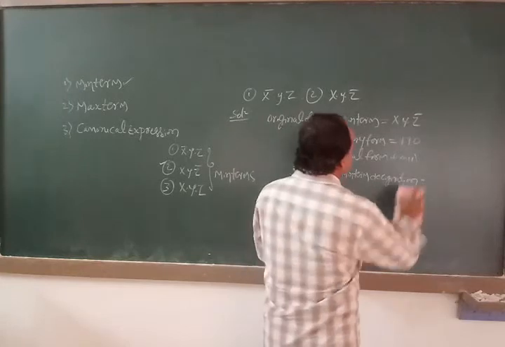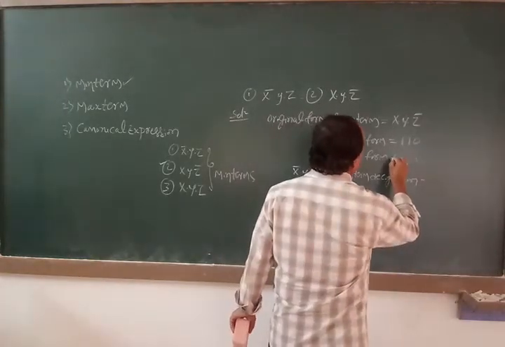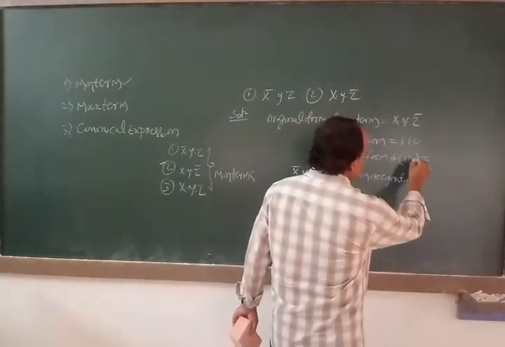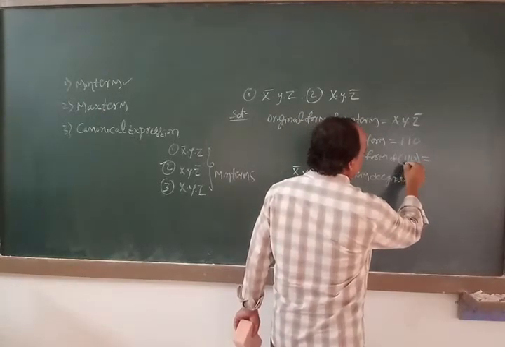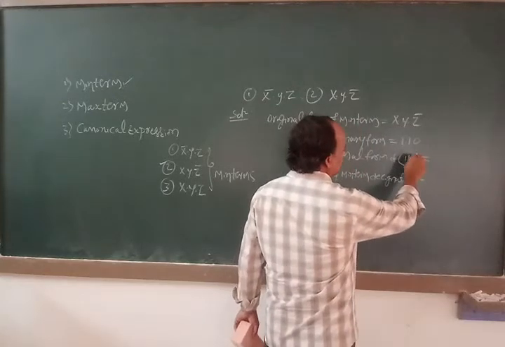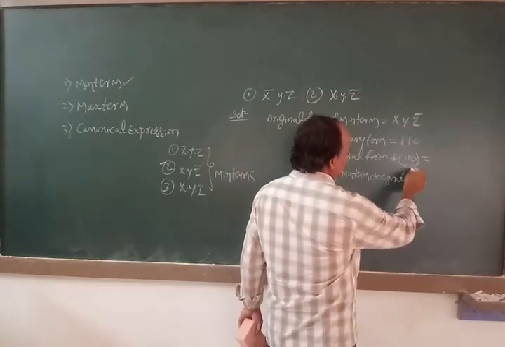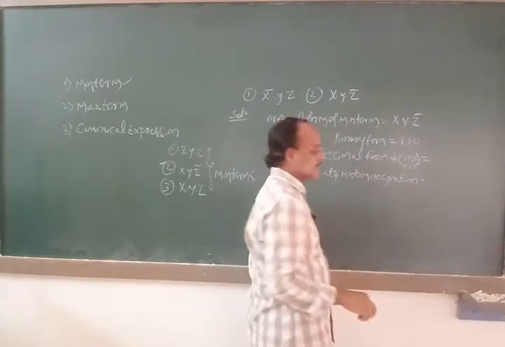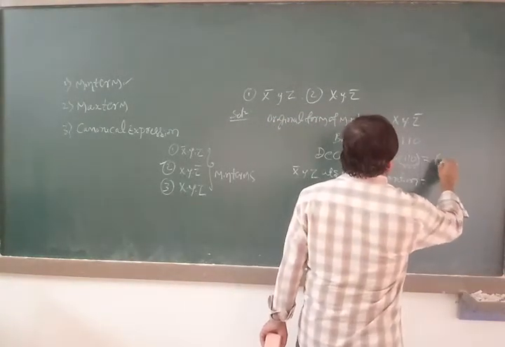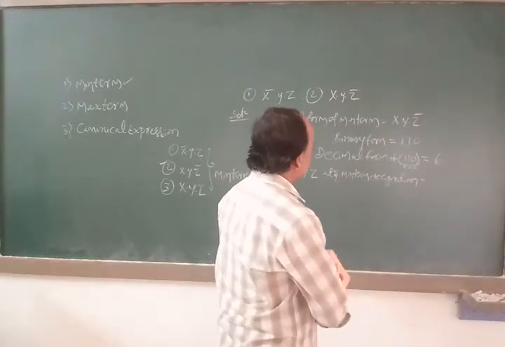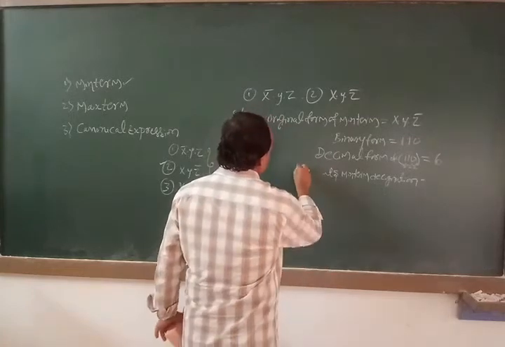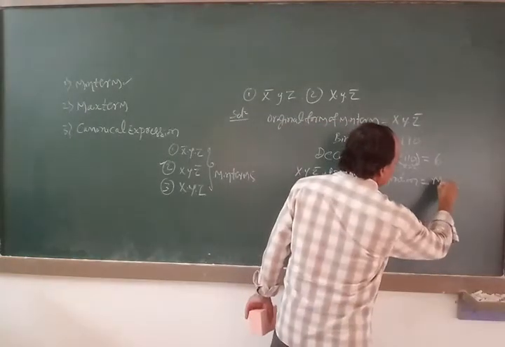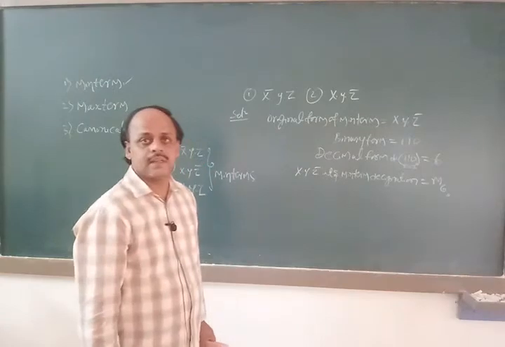Right? Next, write its decimal form. Decimal form of 1, 1, 0: 2 power 0, 2 power 1, 2 power 2. So 2 power 0 means 1, 1 into 0 means 0, leave it. 2 into 1 means 2, 2 plus 2 into 4 means 4, 4 plus 2 is 6. So what is the answer? x into y into z bar, its min term designation is m6.